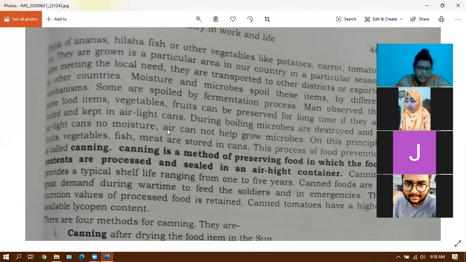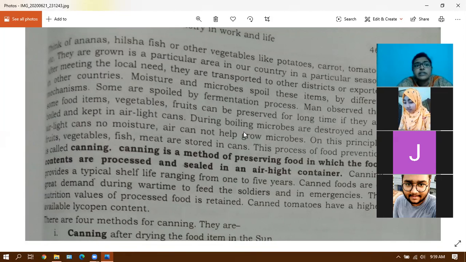Actually, there are many foods like seasonal foods, mangoes, potatoes, carrot, tomatoes. They are grown in a particular area or in a particular season. They are grown in plenty amount. Now, if there were no preservative methods, the mango, that means that seasonal fruit or vegetables will be rotten and spoiled. That's why preservation is needed.